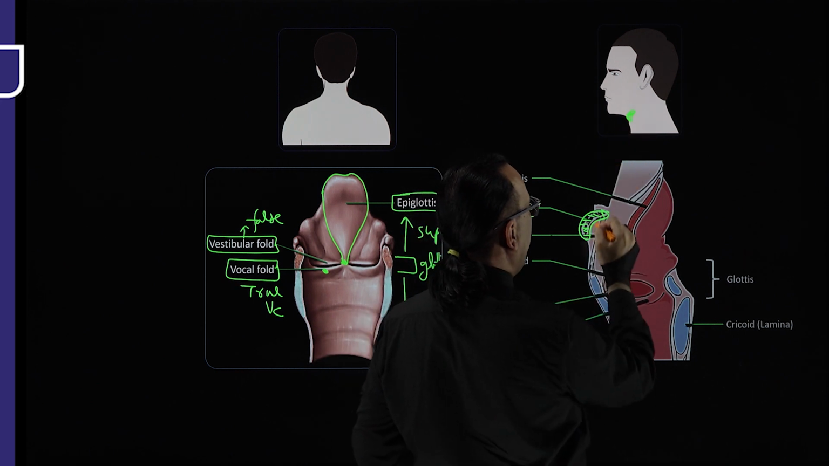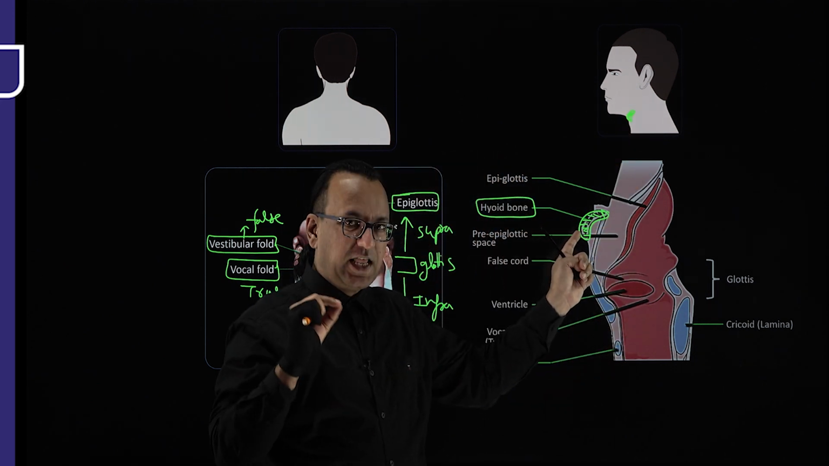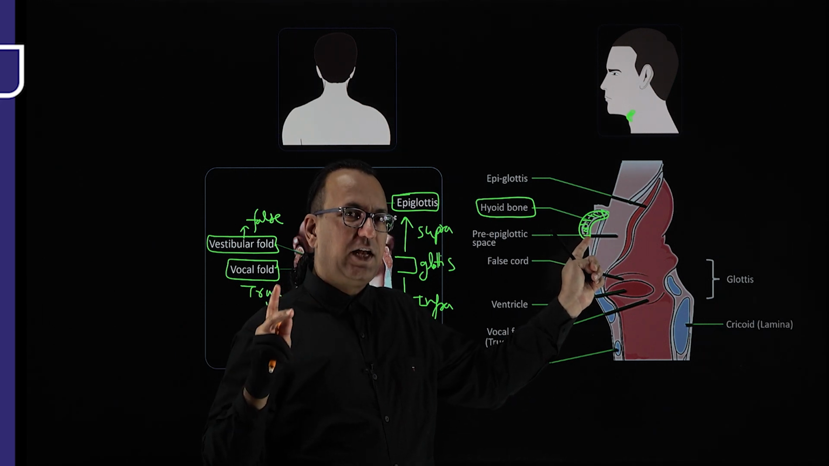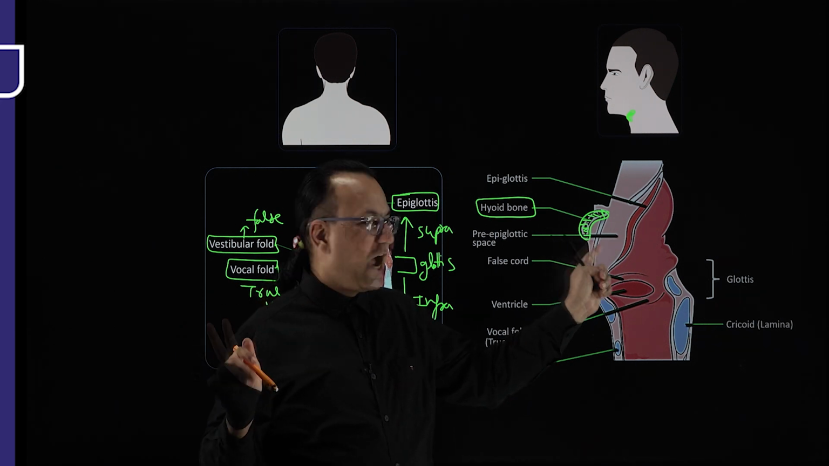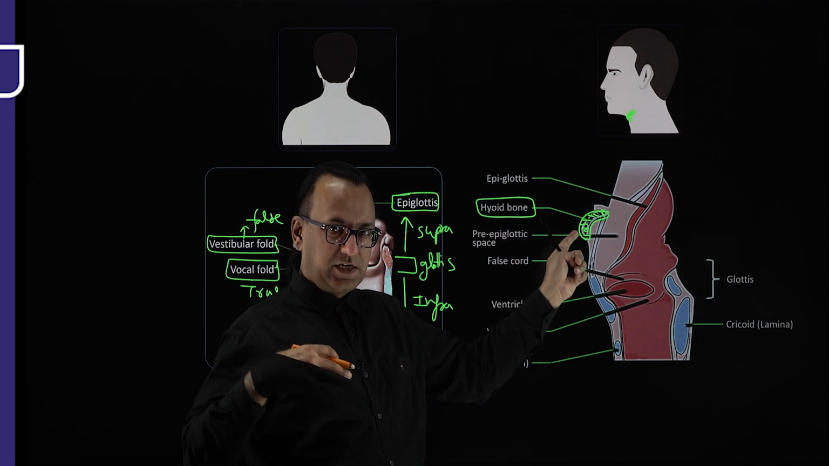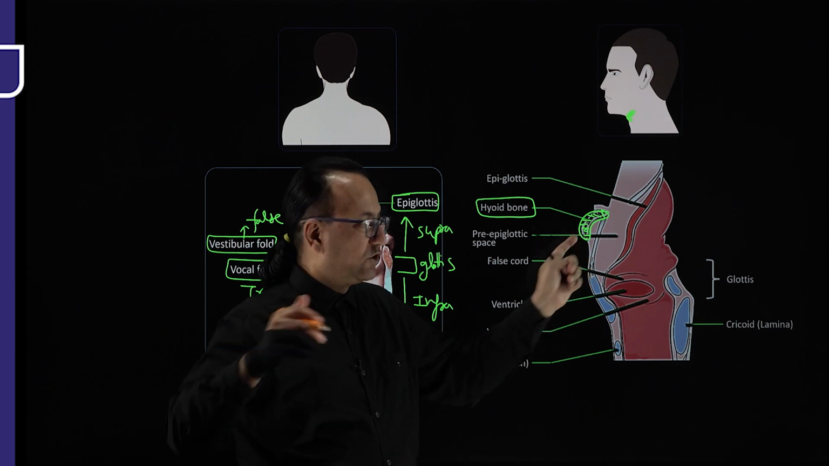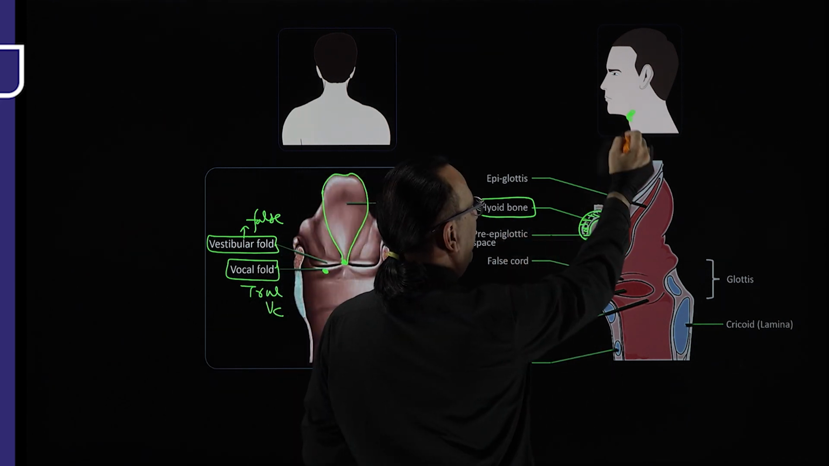But you have to remember, the hyoid bone is not the skeleton of the larynx. The larynx has no bones in its skeleton. The larynx skeleton has only cartilages. The hyoid bone is shown because it has certain attachments. Otherwise, it is not a part of the larynx. This comes as a question again. So this is the hyoid bone. Below that will be the larynx.